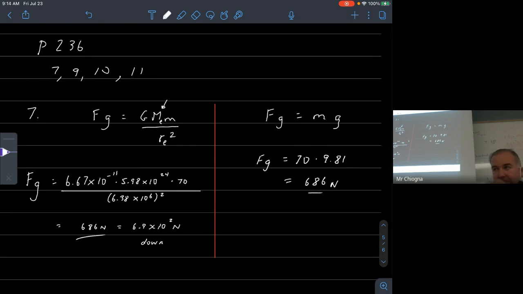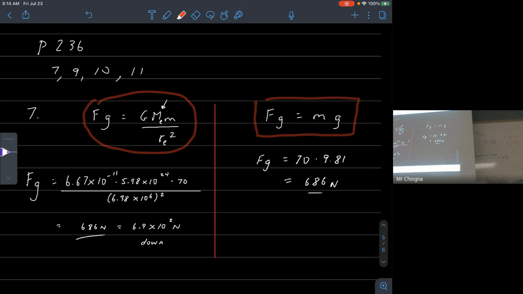It's the same. On the surface of the Earth, this equation gives you the same value as mg. This equation is only good on the surface of the Earth, where g is equal to 9.81. This equation is general, universal, applicable anywhere on the surface or above it.